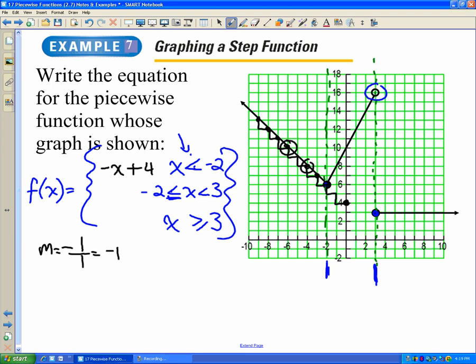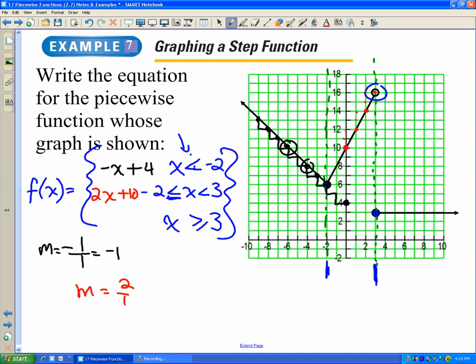What's the second part of my function? I'm going to do this one in red. First of all, I have a y-intercept of 10, so I have plus 10. And then my slope here is up two, right one, up two, right one. So my slope has to be 2x.